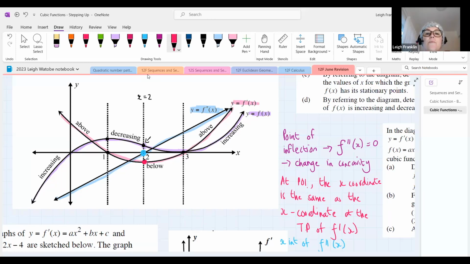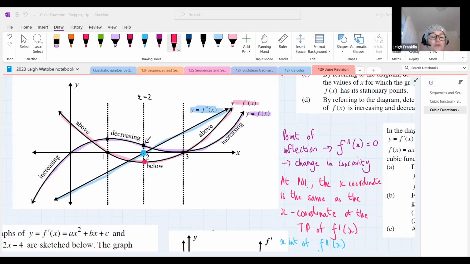Okay, cool, Nhlanhla. All right, so look at the picture as I'm saying these words to you. When x is smaller than 2, so to the left of the line x equals 2, the purple graph is concave down. The gradient on the pink graph is negative. The y's on the blue graph are also negative.